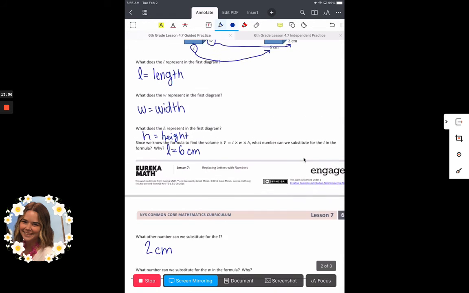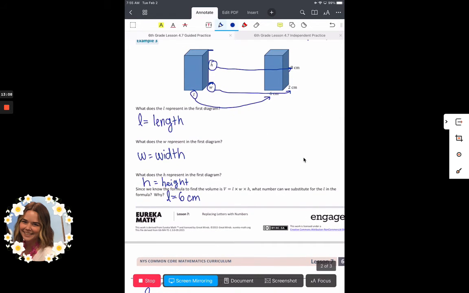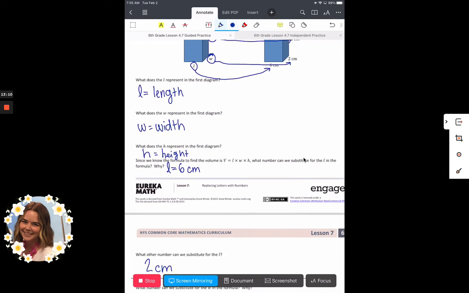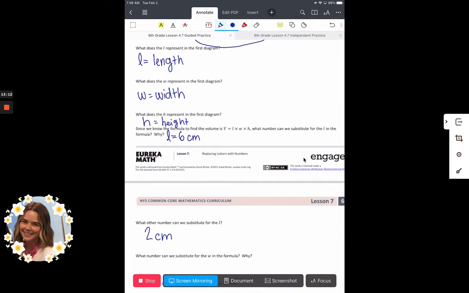We could even substitute 8 centimeters for L. The reason for that is because when we're talking about multiplication, we can move those numbers around however we need to or however we want to, and we're going to get the same answer. So those variables can represent any of those numbers.